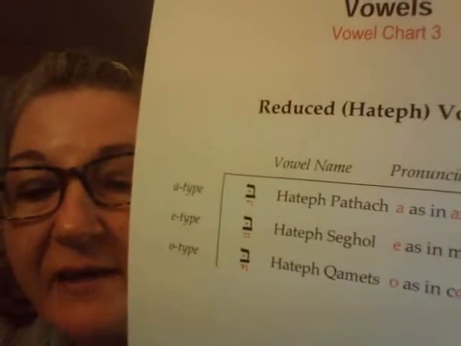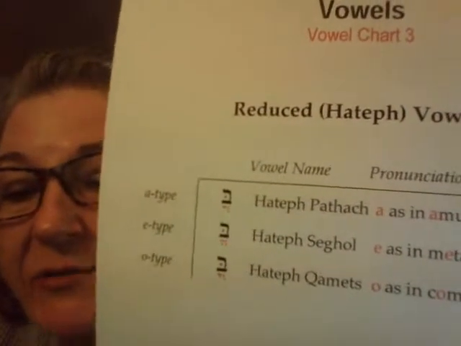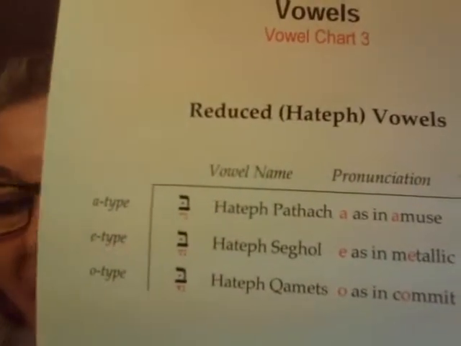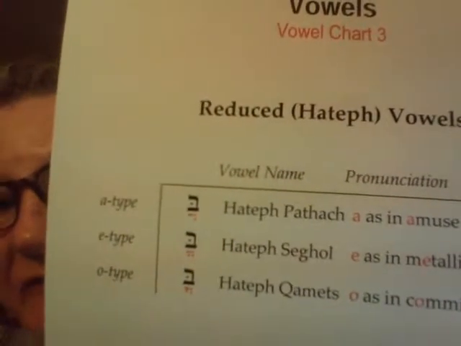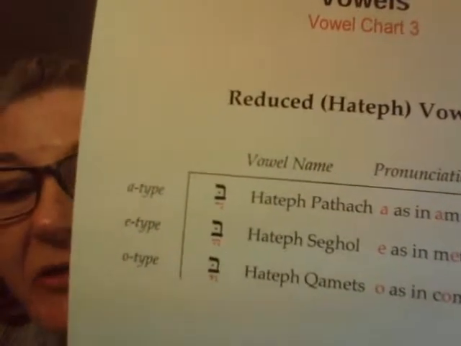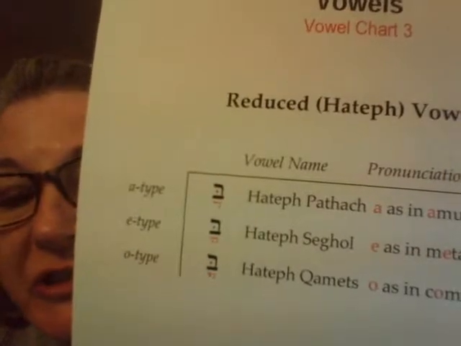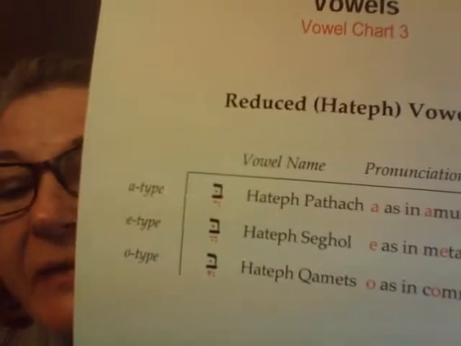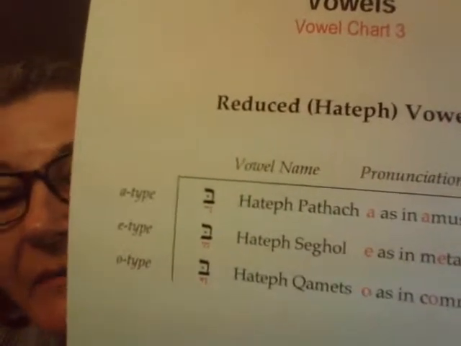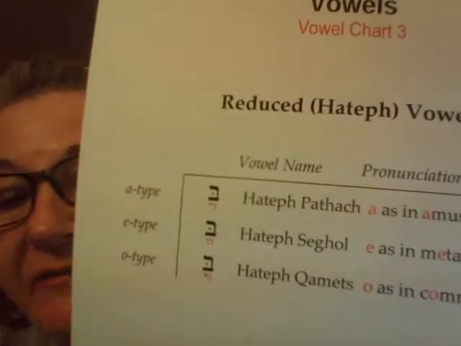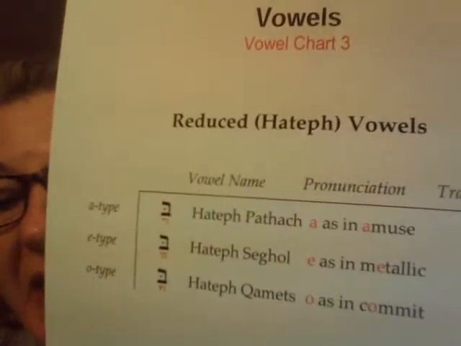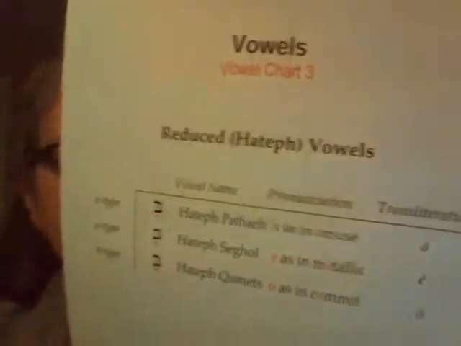Then your hatef komets, and it has the O sound as in commit. And hatef means reduced. So you just have your hatef, which is your two single dots beneath the letter. You have hatef patach, hatef segol, and hatef komets. And this is your reduced A, E, and O sounds.